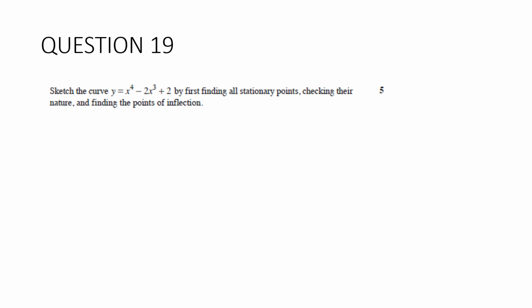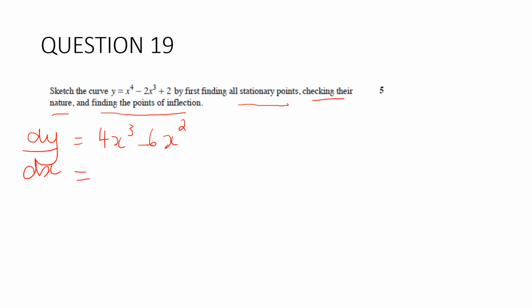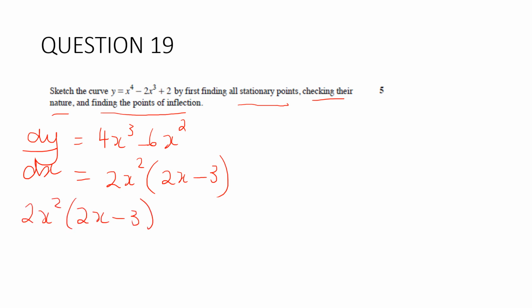Question 19. Sketch the curve y equals x to the power of 4 minus 2x cubed plus 2 by first finding all stationary points, checking their nature, and finding the points of inflection. All right, let's start with stationary points. So dy/dx is equal to 4x cubed minus 6x squared, which is equal to 2x squared (2x minus 3). And let's solve that equal to 0. We've got x is equal to 0 and 3 halves.